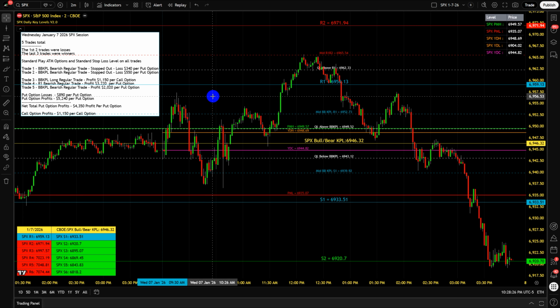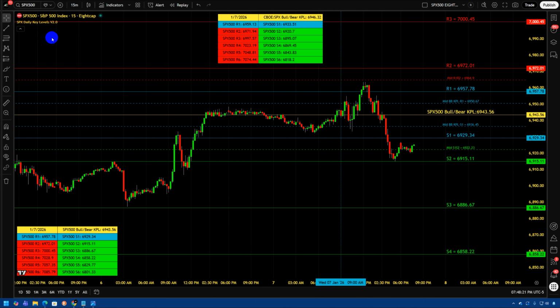You can also utilize this indicator on a second SPX symbol, which is the SPX 500 8-cap, which is a 4x CFD, which I'll show you now. So in TradingView, you would type in the symbol search SPX 500, and then you would look for the SPX 500 symbol under the 8-cap exchange.